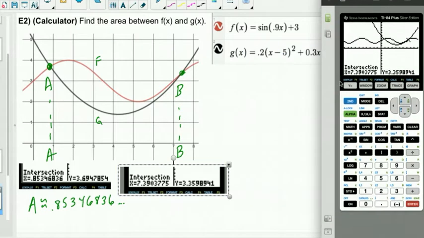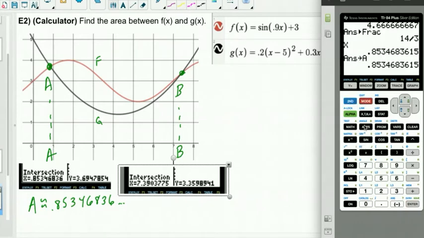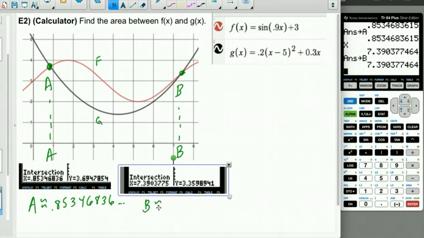So if I now quit out of this, so second quit, and I hit x, it's going to have overwritten, and that's going to be the value. So I'm going to store that as alpha b. So I'm going to make a note that that's my a and my b. So I'm going to go ahead and say, cool, we're going to call b 7.390377464, and that's going to keep going, right? So those are my values, right?